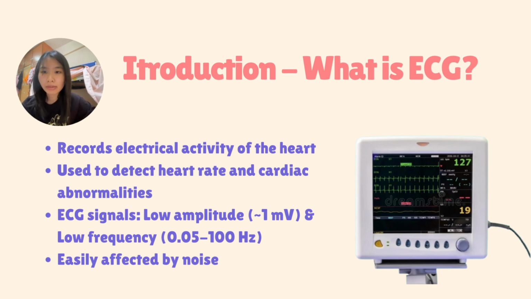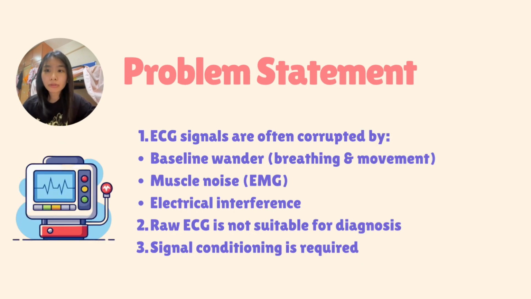ECG signals are very small in amplitude and low in frequency, which makes them easily affected by noise. So, in real clinical environments, ECG signals are often corrupted by noise, and this includes baseline wander caused by breathing, muscle noise from body movement, and also electrical interference. Therefore, raw ECG signals are not suitable for diagnosis and must be filtered.